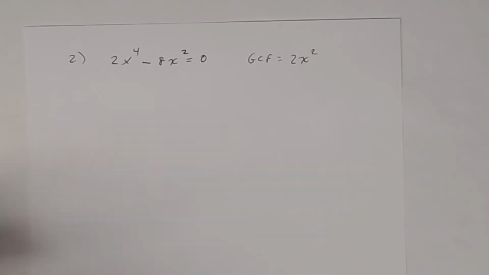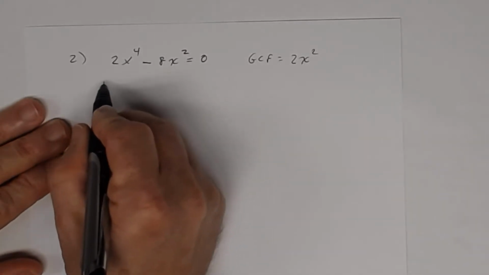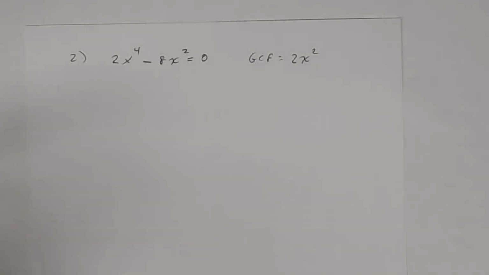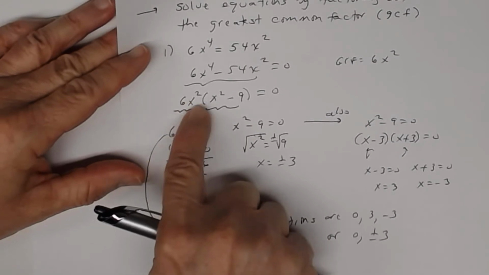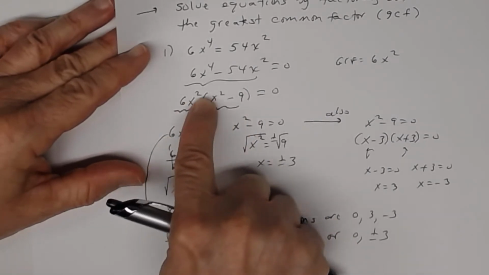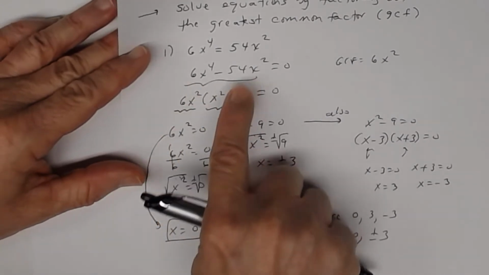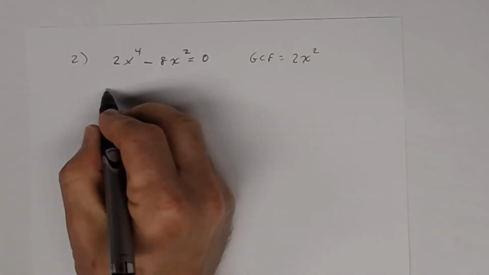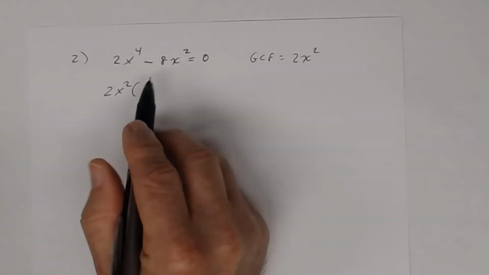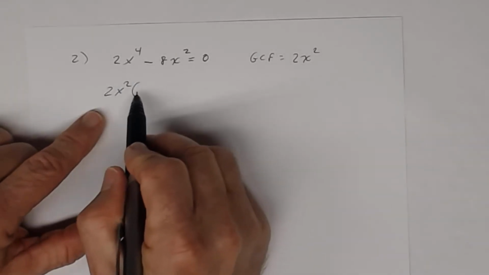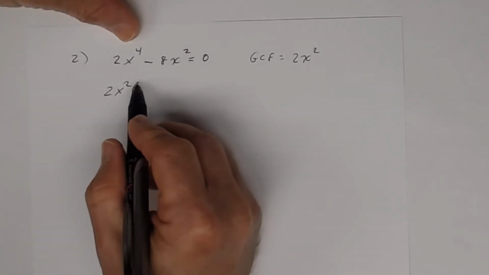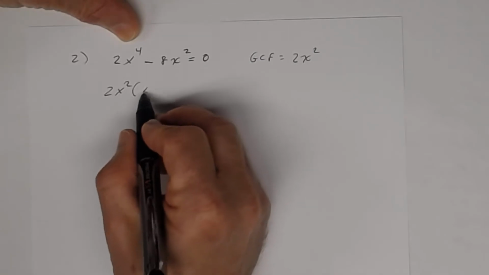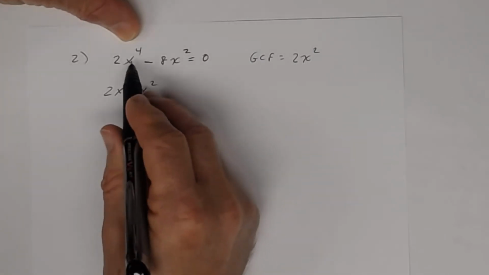Once you find your GCF, I need to see it written in this form: your GCF times some factor that gives you this back. So my GCF is 2x squared. So 2x squared times, since I have two terms here, remember you're always going to have two terms here. 2x squared times what is 2x to the fourth? Well, x squared, because x squared times x squared is x to the fourth.